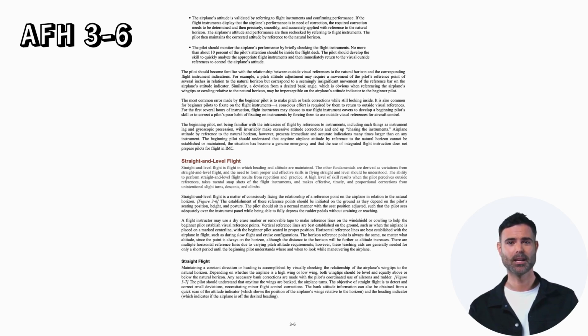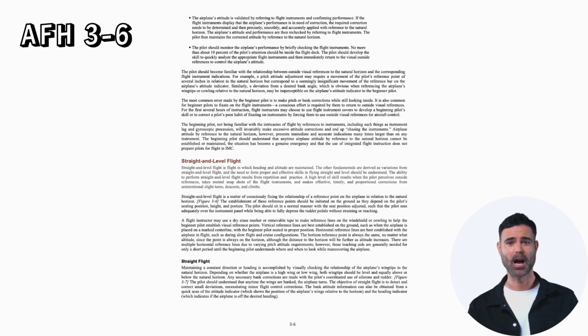Similarly, a deviation from a desired bank angle, which is obvious when referencing the airplane's wingtips or cowling relative to the natural horizon, may be imperceptible on the airplane's attitude indicator to the beginner pilot. The most common error made by the beginner pilot is to make pitch or bank corrections while still looking inside. It is also common for beginner pilots to fixate on the flight instruments. A conscious effort is required by them to return to outside visual references.